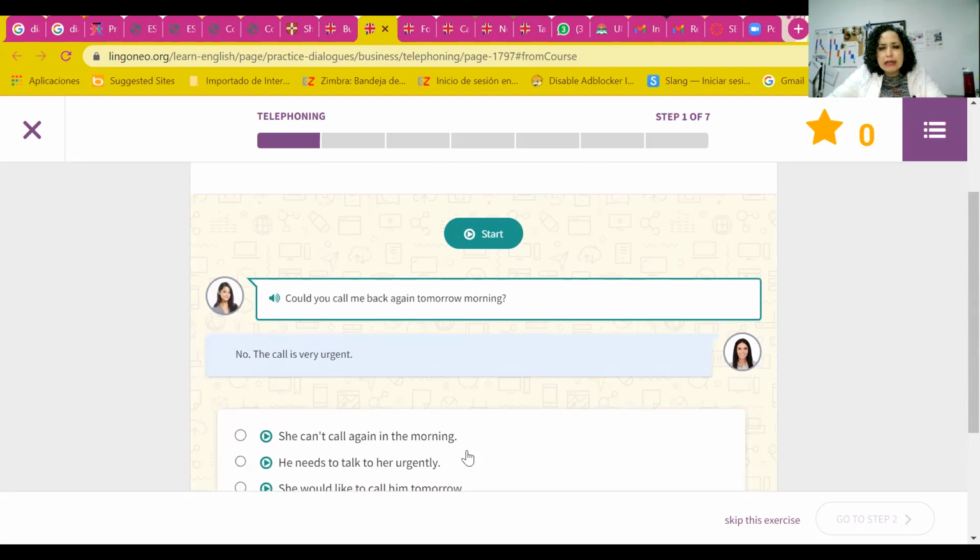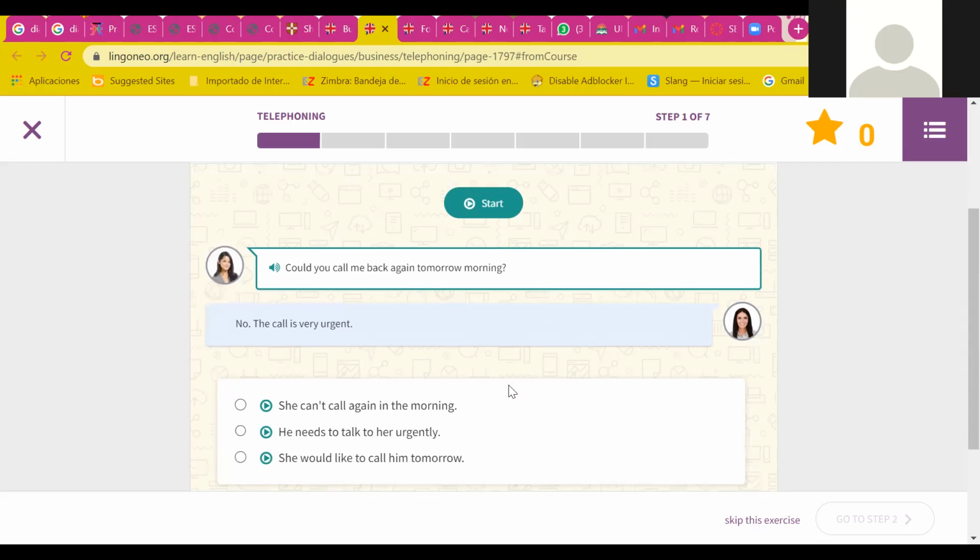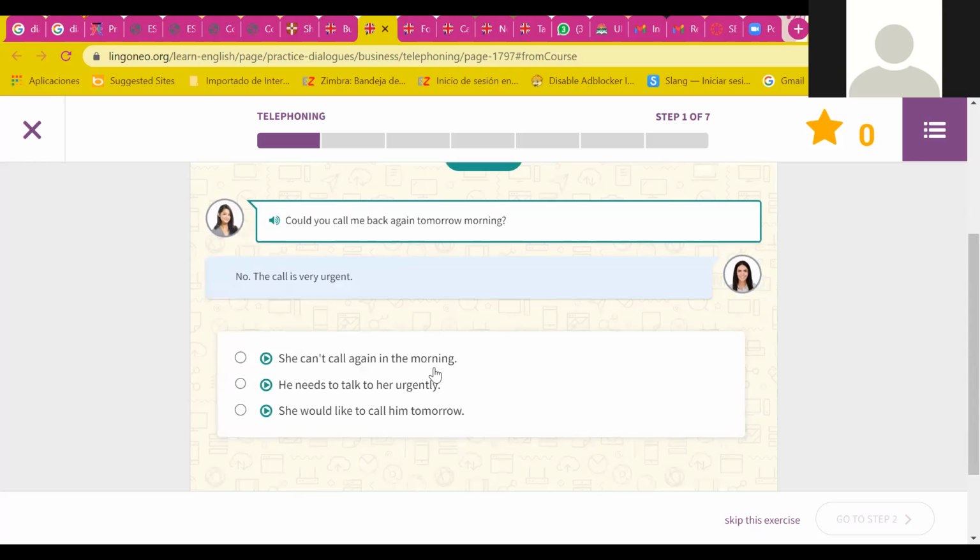What is this part of the dialogue on the phone about? Could you call me again tomorrow morning? The second. Yes, she can call again in the morning. He needs to talk to her urgently. She would like to call him tomorrow. Then Arlette says the second. He needs to talk to her urgently.